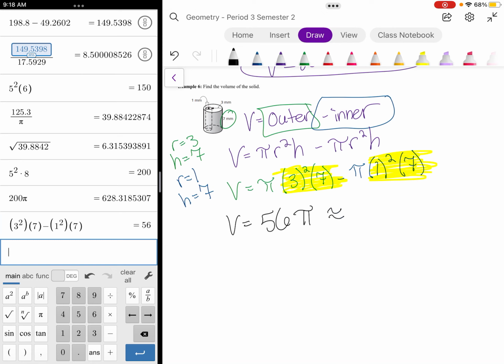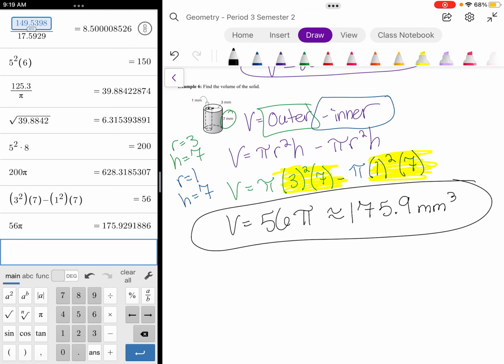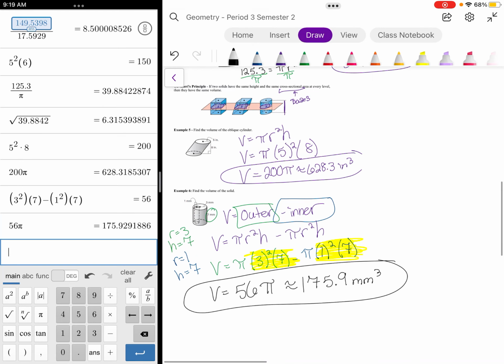And if they want the rounded answer, we would just take 56 pi into our calculator and get about 175.9. And our label would be millimeters cubed. And that's our answer. So that's how you would find the surface area and volume of a cylinder.